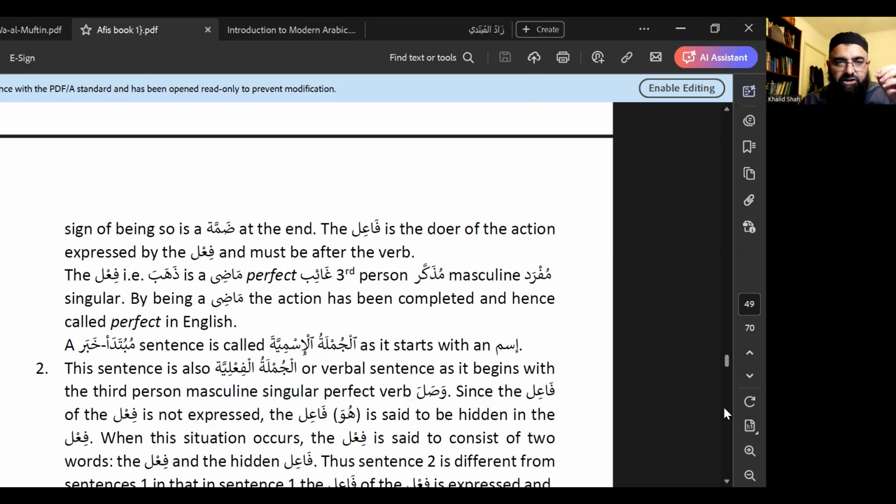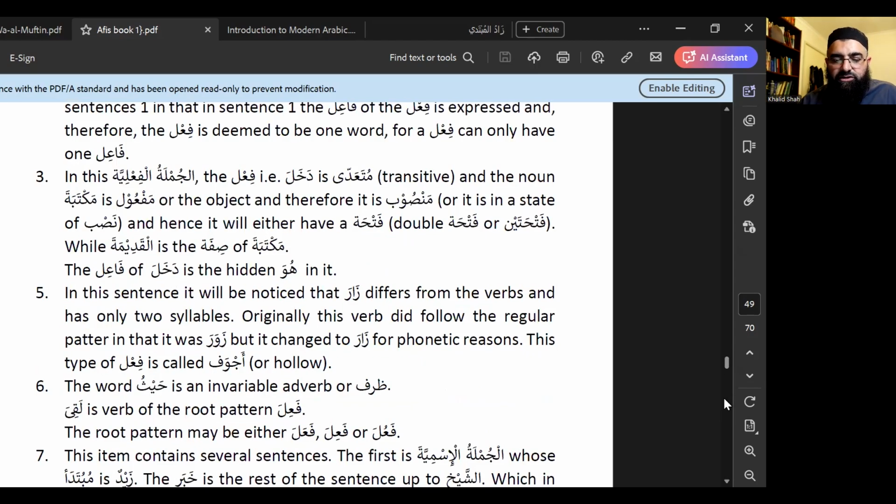And the way you know is whether the beginning of the sentence is a verb or a noun. There are other things that could be put just before it, and the sentence can be rearranged with the mubtada put later and so forth. But basically, that is the simple way to understand the Arabic sentence.